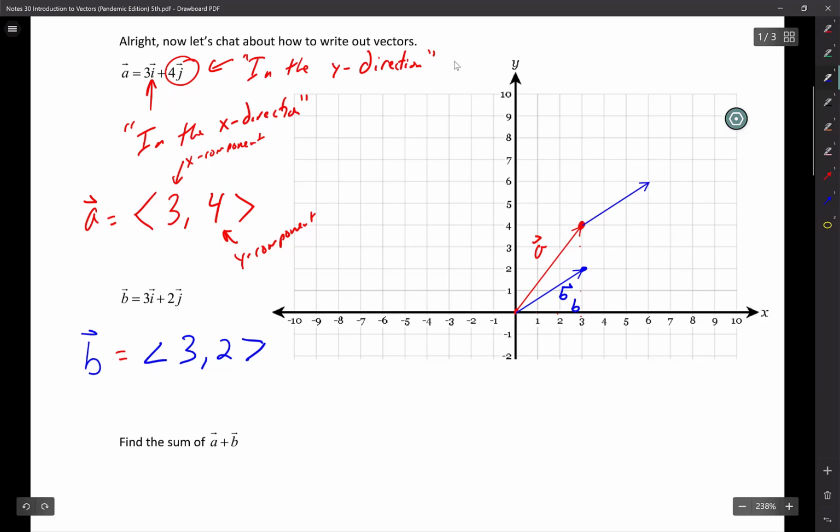So there it is. That is A plus B, and this is called the resultant vector, from the origin all the way to this point right there. I don't have a black arrow, so I'm going to draw this one. That arrow right there is A plus B. That's also called the resultant.